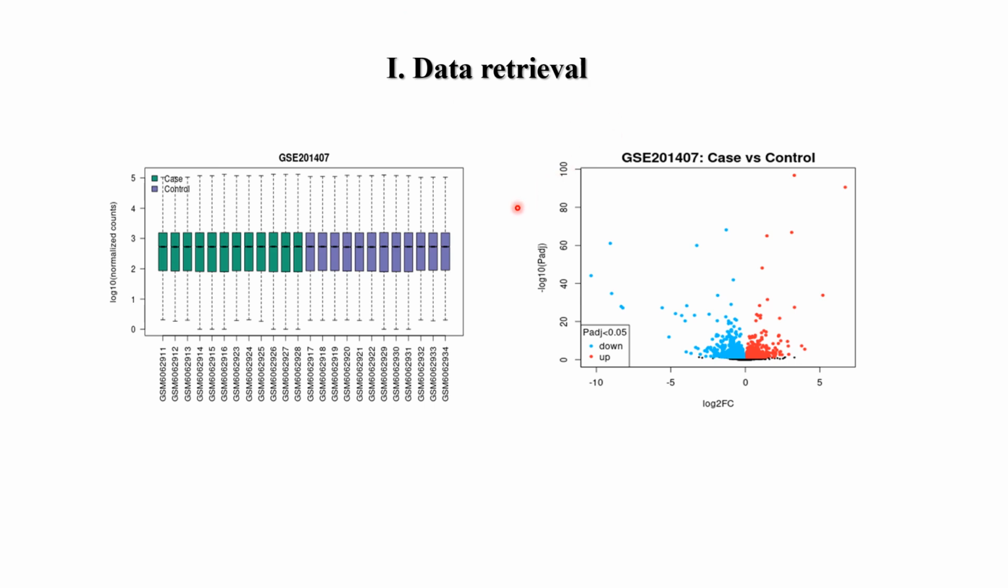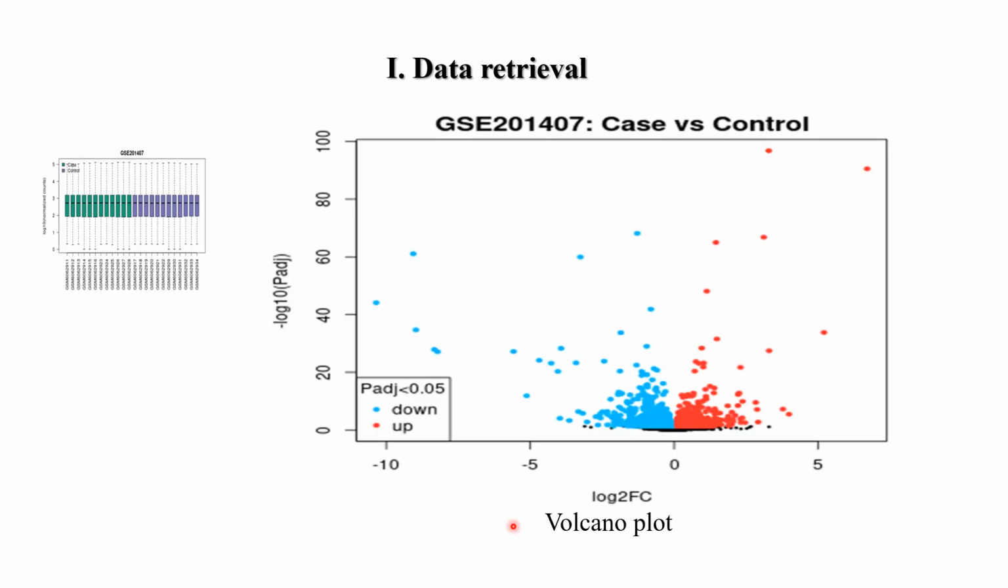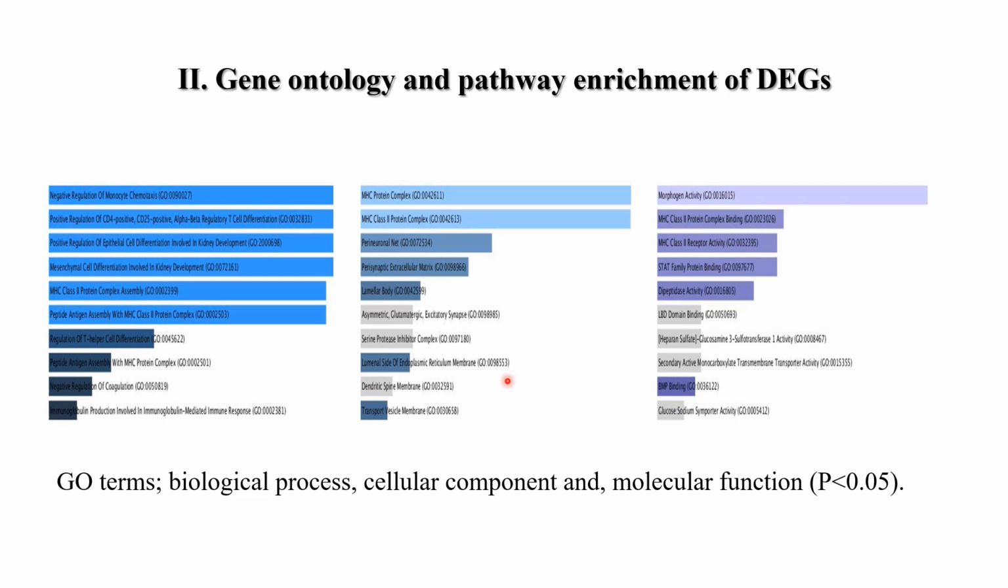In the data retrieval portion, we see two types of pictures. First is a box plot, which comes from our target RNA sequence data, and we see a volcano plot. In the volcano plot, we see a blue colored portion, which is downregulated genes, and a red colored portion, which is upregulated genes. And then we see gene ontology and pathway enrichment of our target differentially expressed genes or DEGs. This information was found from a server called Enrichr.